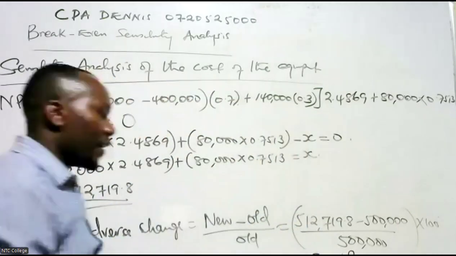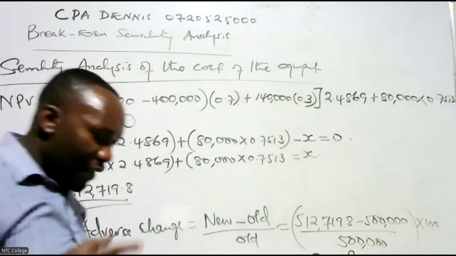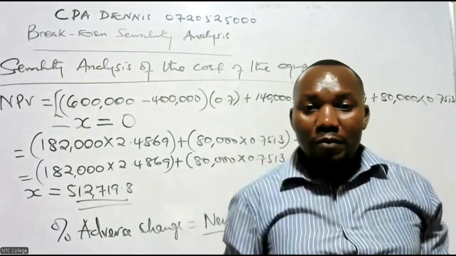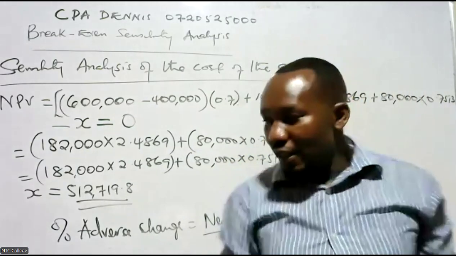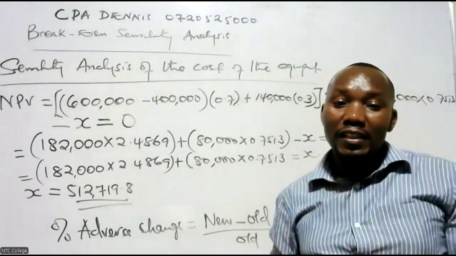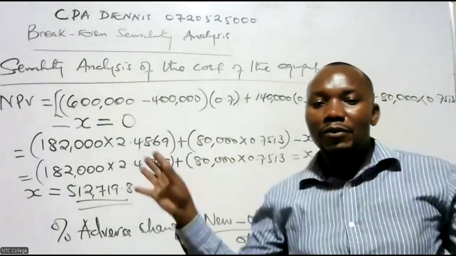So what are we saying? That for us to have a 0 NPV, we need to increase the cost of equipment by just 2.4%. Initially, it was 500, now it is 512. So that means that if you just increase the cost of equipment, NPV will be 0.